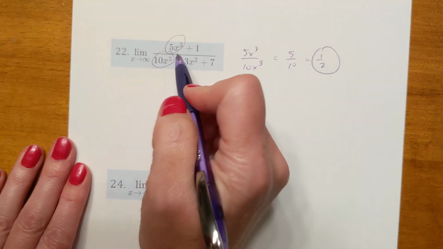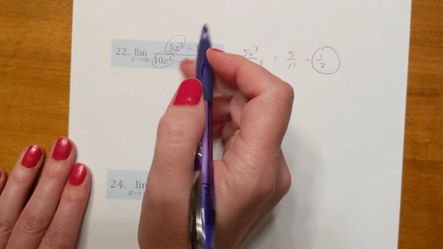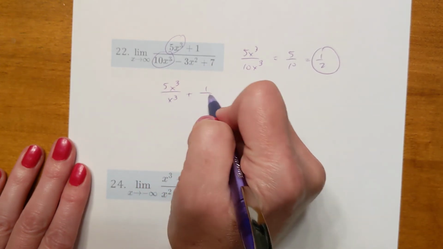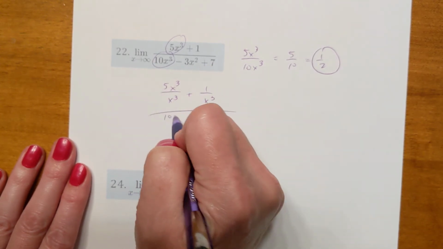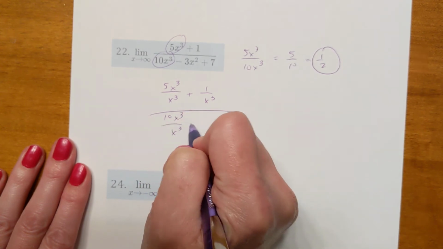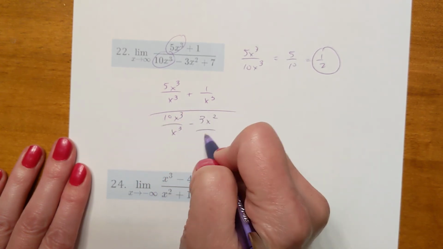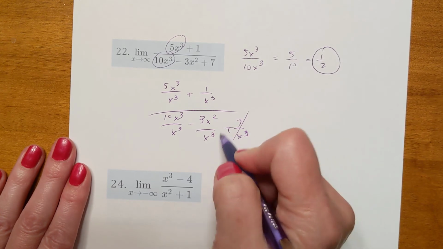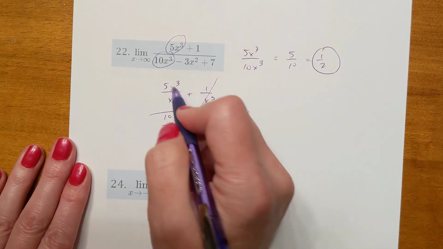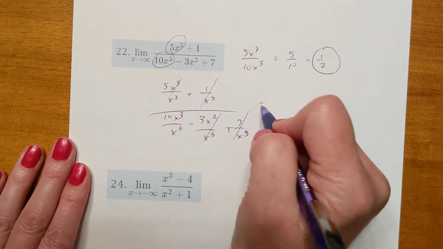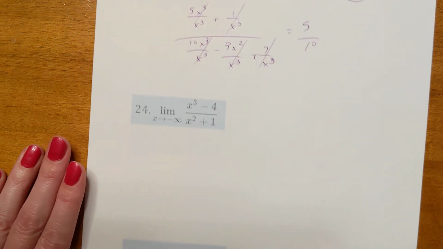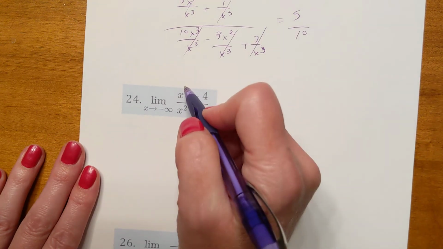A longer answer is the highest power in the denominator is a 3, so you're going to divide everything by x to the third. So that 0, that 0, that 0, and that makes 5, and that makes 10, so it's a half. I would agree it's easier just to look at the highest power.